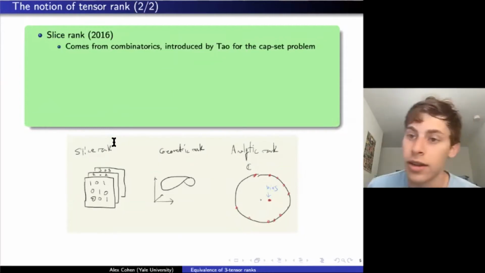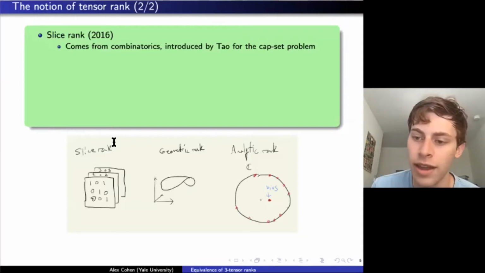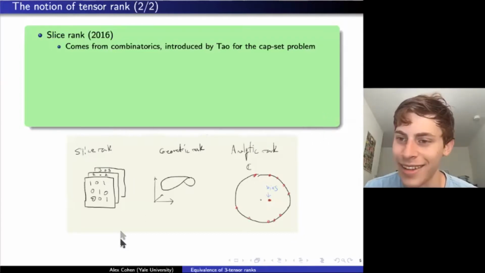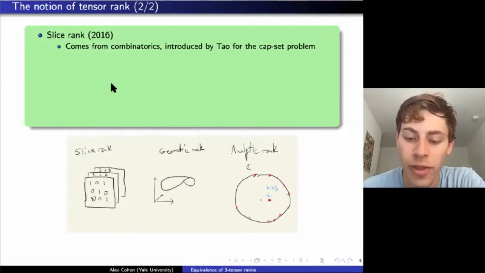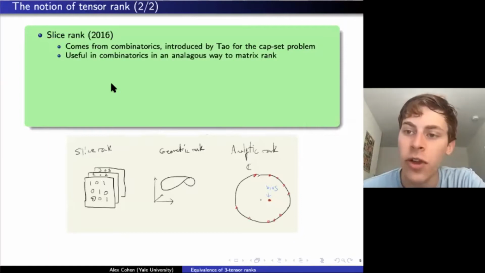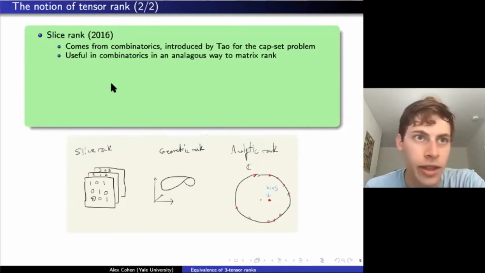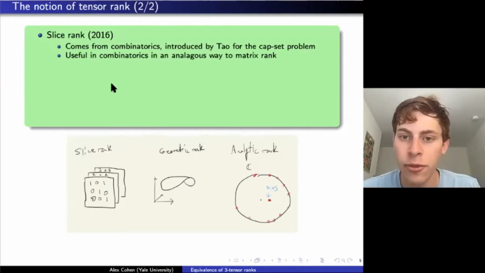The slice rank comes from combinatorics. It was introduced by Terry Tao in the context of the cap set problem. In his blog post, he gave a reformulation of the Ellenberg-Gijswijt bound. I hope I pronounced that somewhat correctly. He reformulated that proof by introducing this concept of slice rank, and it's useful in an analogous way to matrix rank. Specifically for this cap set problem, the game is to try and prove you can't have a very big combinatorial object.